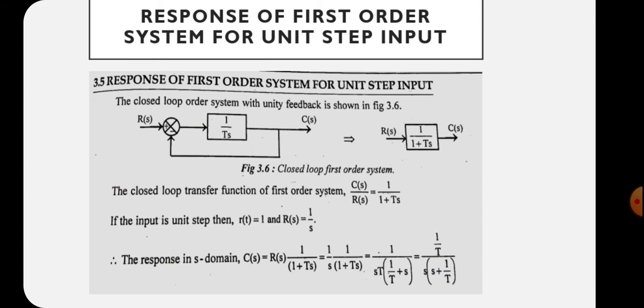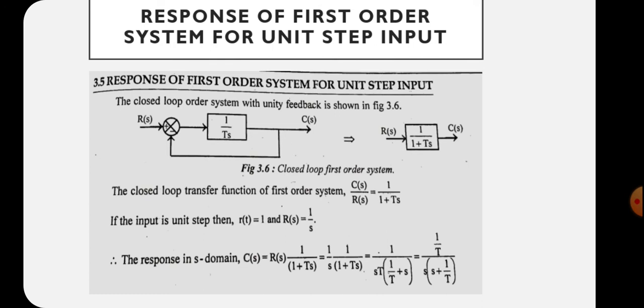then input is R of s, that is the S domain representation. Correspondingly R of t is the input, time domain representation is R of t. So when it is unit step, R of t will be equal to 1. When R of t equal to 1, R of s will be equal to 1 by s. You should know the Laplace transform of unit step function. Laplace transform of unit step function is 1 by s. So R of s equal to 1 by s.